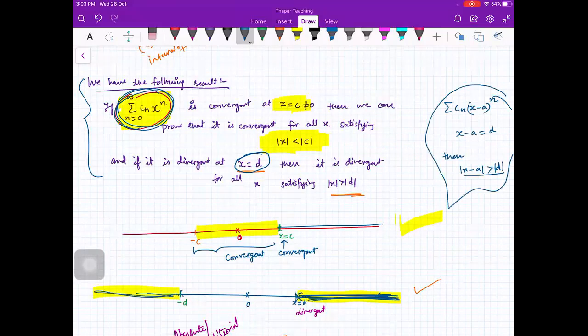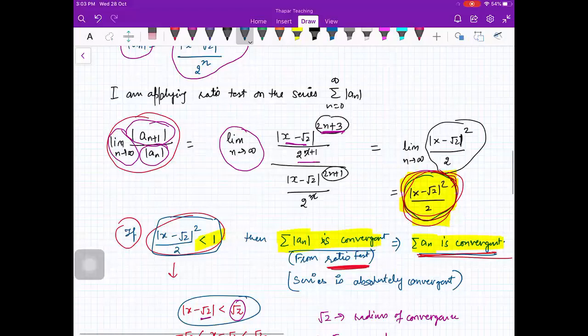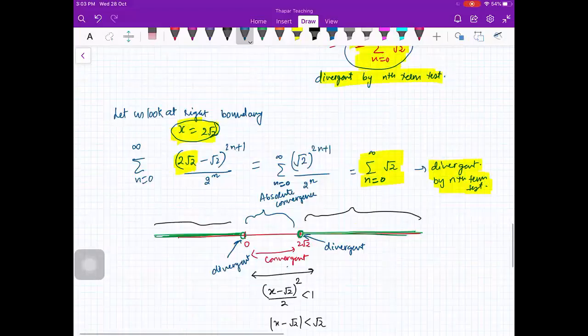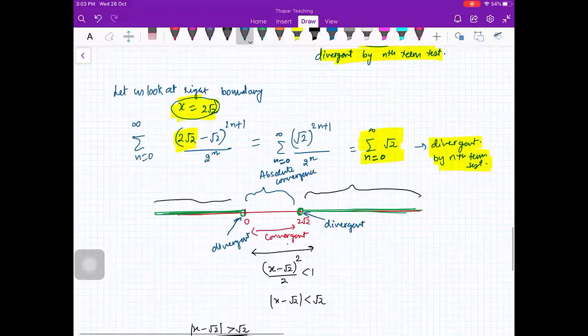Now you see here you are getting that your series is divergent at x is equal to 0 and at x is equal to 2 root 2. So that is why it is divergent everywhere outside the region. Is that okay?